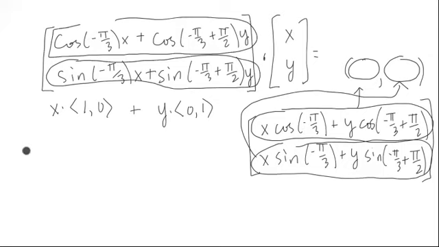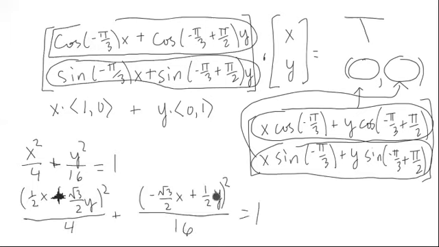Remember that we were starting with the equation x squared over 4 plus y squared over 16 is equal to 1. So all we really need to do is replace this x with this, and this y with this, and we can compute what this is. We've just successfully rotated our shape, rotated our graph.